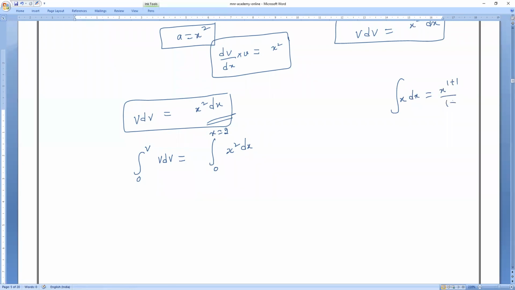x to the power n plus 1 divided by n plus 1. Forget about this one, the x square part. Take v dv alone: 0 to v is the limit. So what will come? v square divided by 2 minus 0. Between 0 and velocity, the initial velocity is 0 and the final velocity is what? All of you, v. Clear?